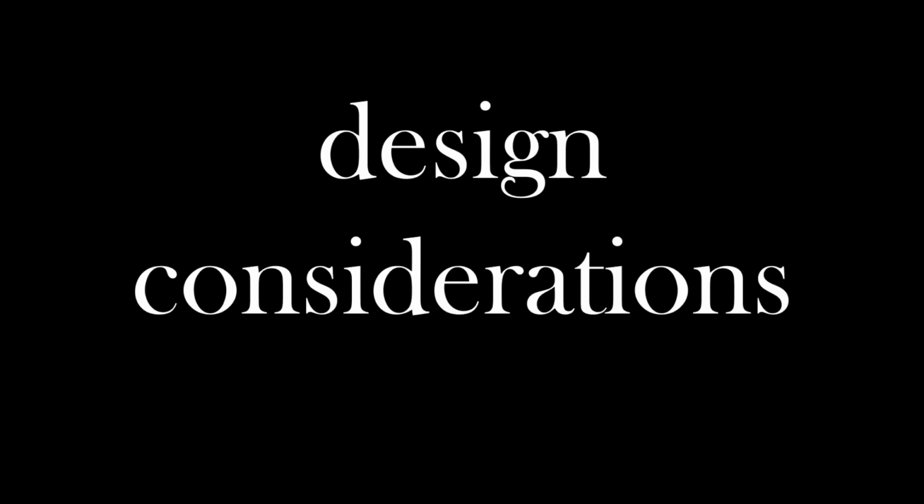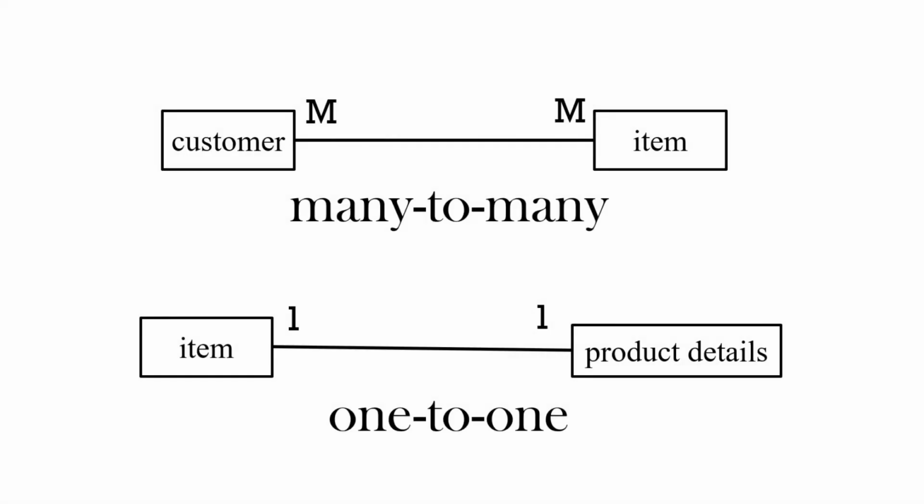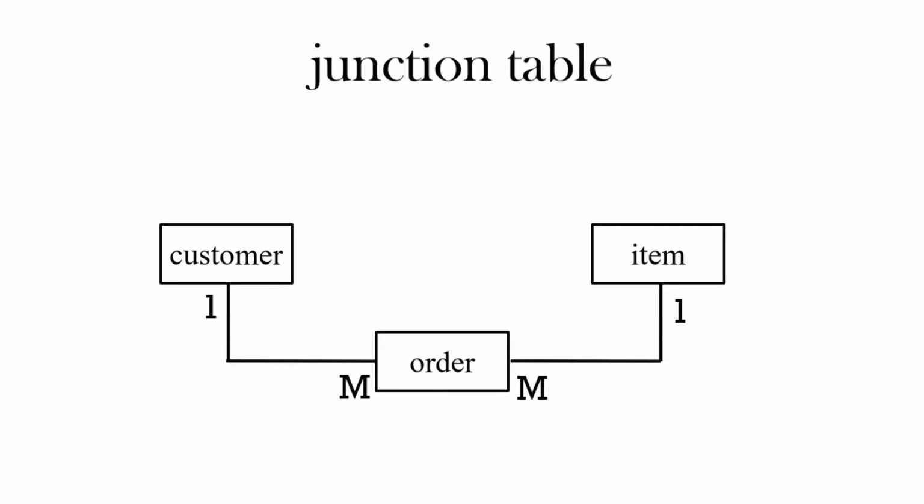Let's think about some of the design considerations. So here we've got two types of relationship. We've got customer item, which is here a many-to-many relationship, and an item product details, which is a one-to-one relationship. So maybe we need to look at these in more detail. A many-to-many relationship is correct notation, but it's not correct design. We need to change that for a database.